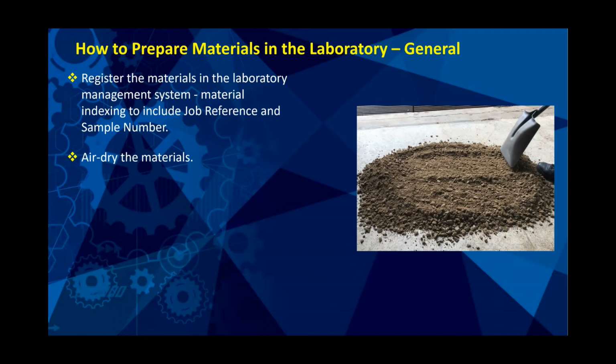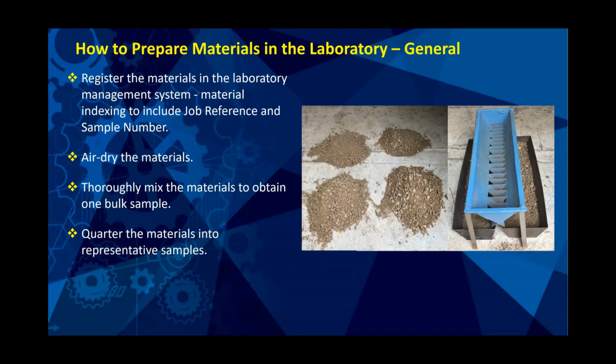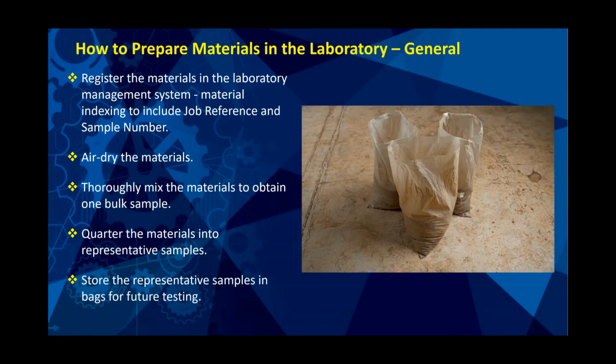It's very seldom that the materials you're bringing into the lab are bone dry, so you have to make sure that all lumps containing clay and silt are properly broken down. Then you have to thoroughly mix the materials to obtain one bulk sample. But you must make sure that you're not mixing materials from different strata on the road. You then quarter the samples using the riffler to obtain representative samples. And lastly, you store the samples in bags for future testing.